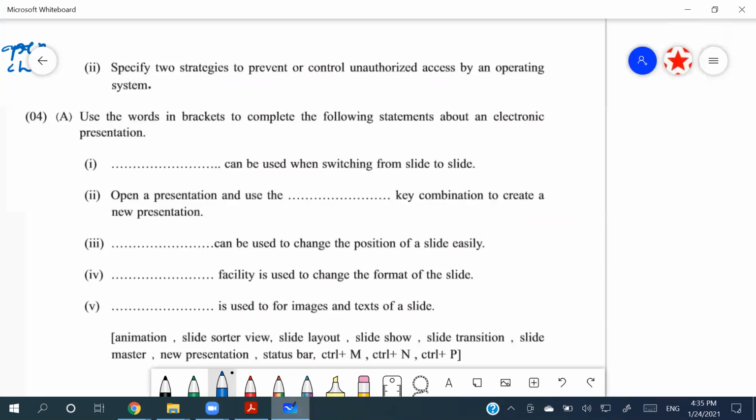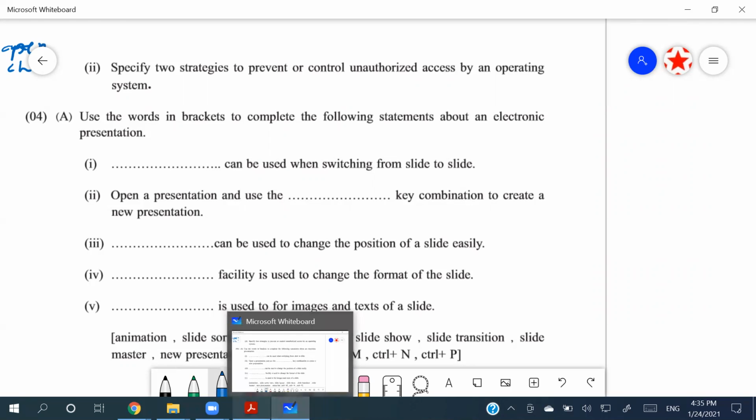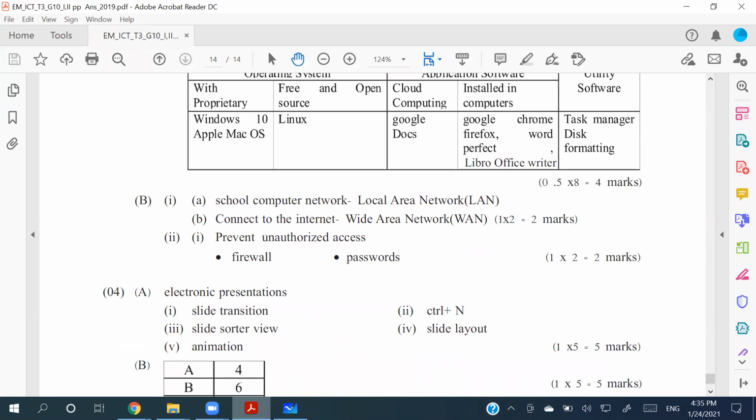Have they talked about anything logical or physical? Specify 2 strategies to prevent or control unauthorized access by an operating system. Yeah, so again those two methods are there, right? Firewall, passwords, and there's another thing. You can use access privileges, right? That can be taken as another answer. Access privileges, where we can give access to some persons and not to others. Dulagi, antivirus software is not, hold on, is like hacking kind of a thing.